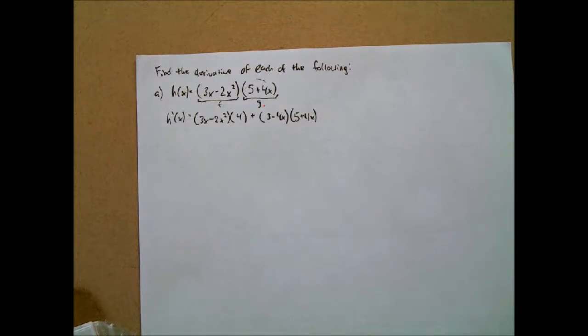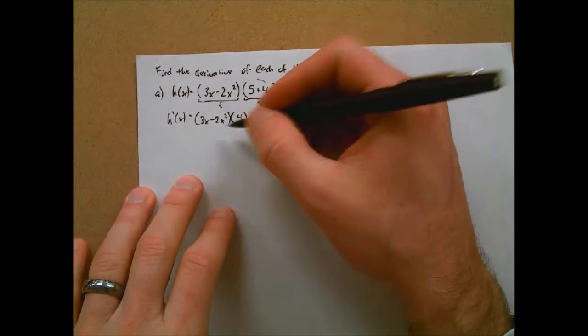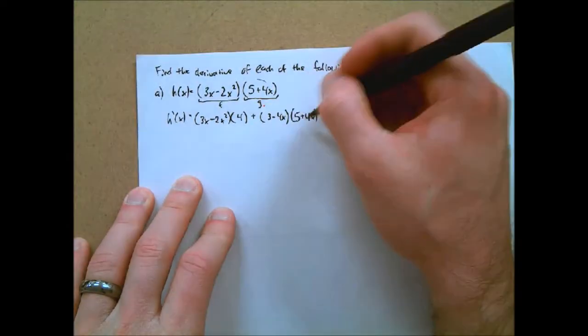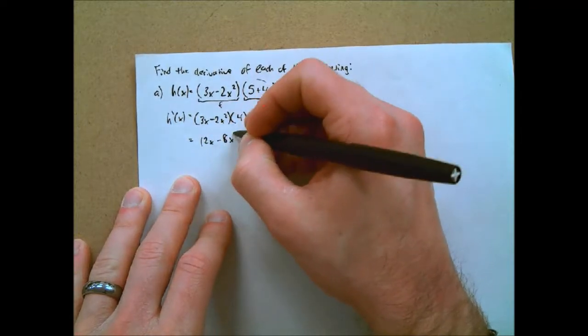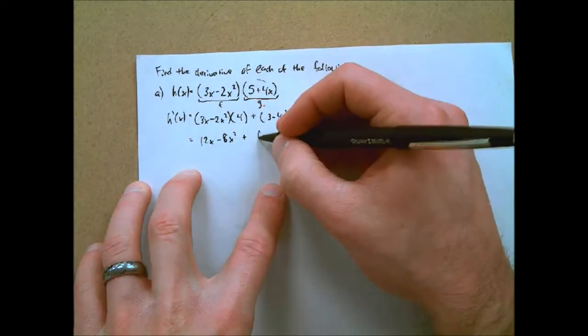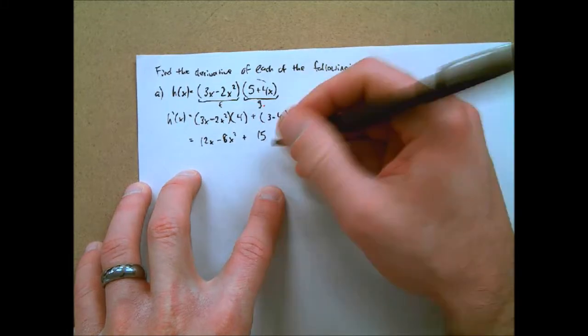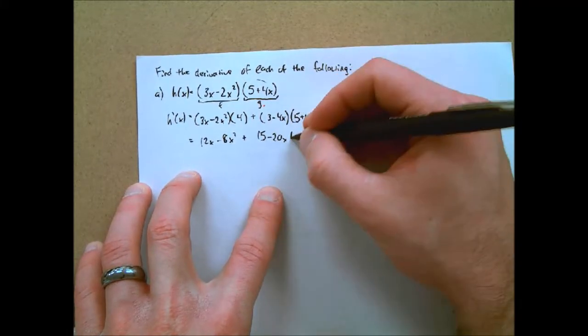Okay. And now we're going to multiply it out. So we do end up still having to distribute out some stuff here. So 12x minus 8x squared plus, and then we can fold that out. We get 15 minus 20 but plus 12, and then minus 16x squared.